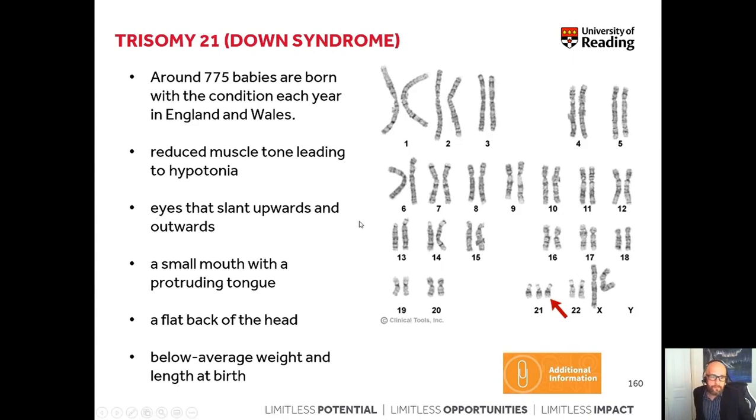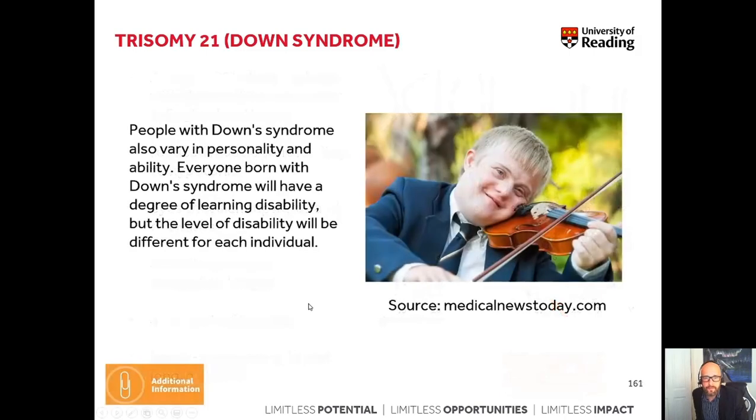What you can see here is a karyogram of a patient suffering from trisomy 21, also referred to as Down syndrome. And actually, Down syndrome is quite common because around 775 babies are born with this condition each year in England and Wales alone. As symptoms, the patients have reduced muscle tone, leading to hypotonia. They have eyes that slant upwards and outwards, a small mouth with protruding tongue, and a flat back of the head.